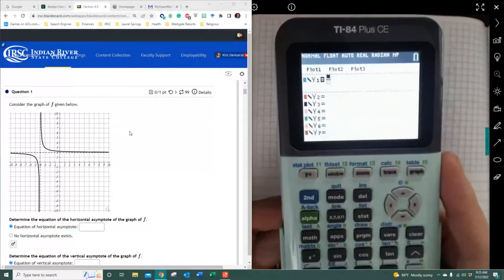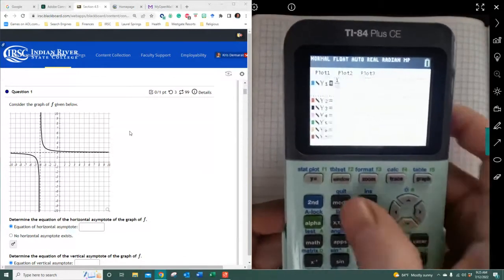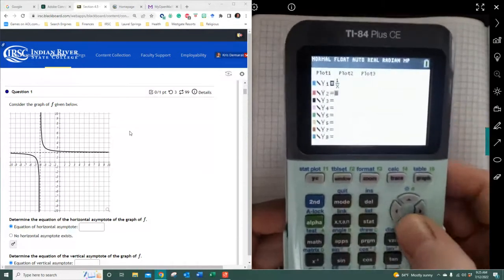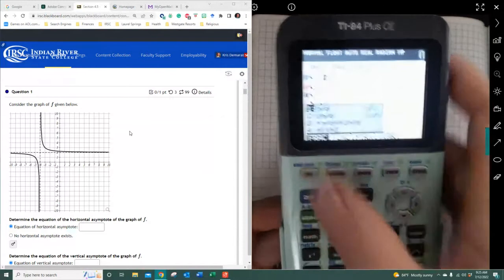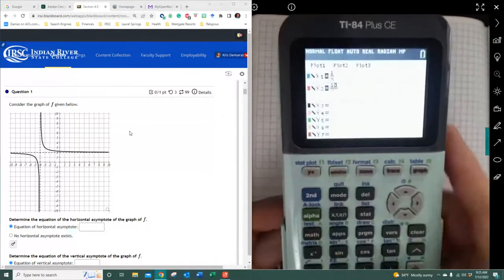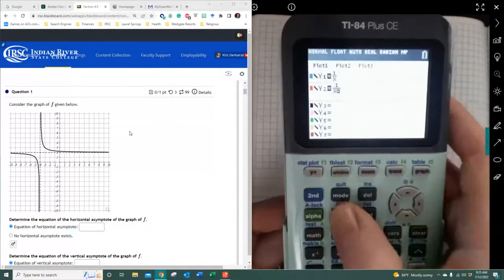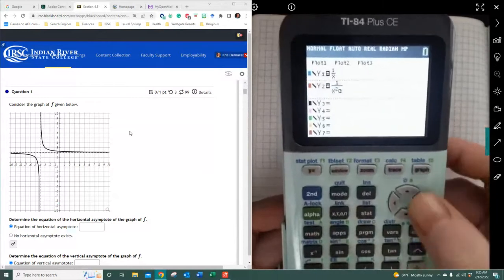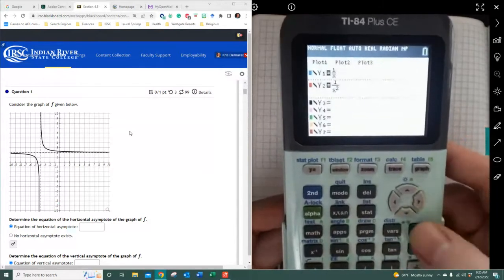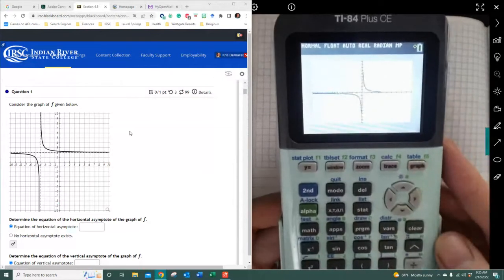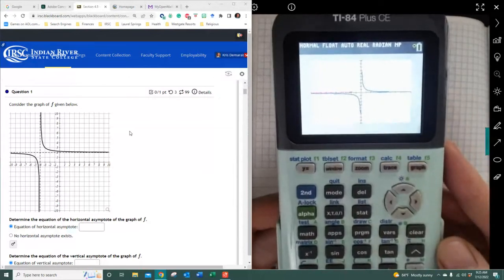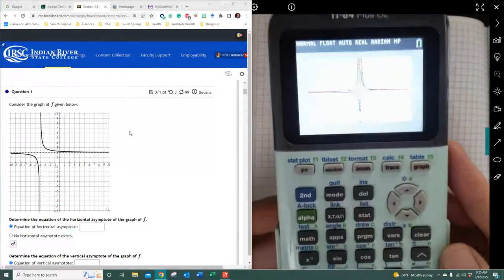So anyway, we have 1 over x. That is the basic function. You also have, with Alpha, Y equals, Enter, 1 over x squared. That one's common as well. So we enter that one. Okay. So now if we graph those two, there's the first one, and there's the second one.